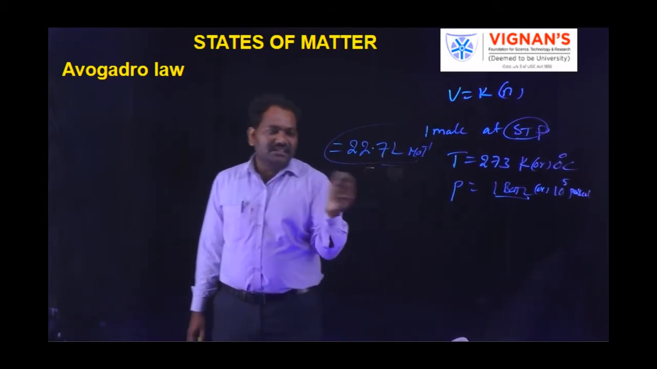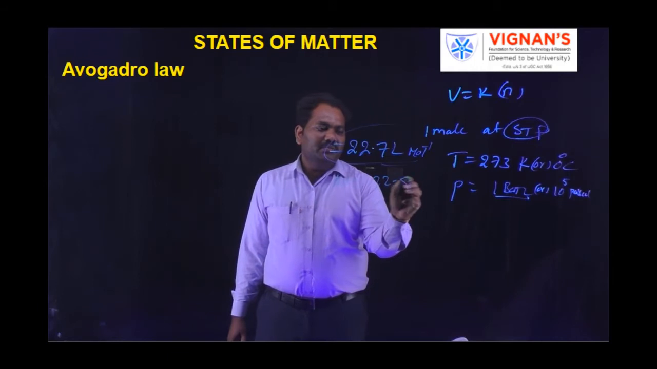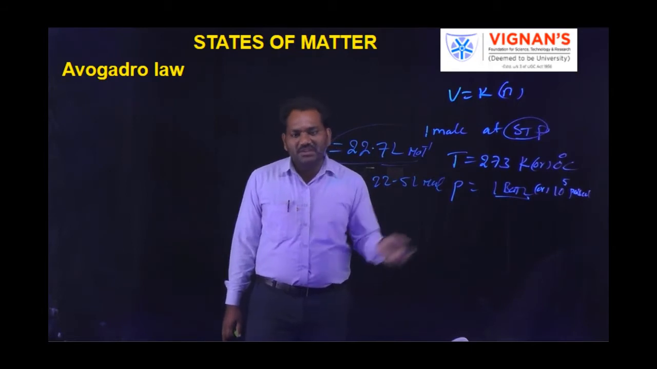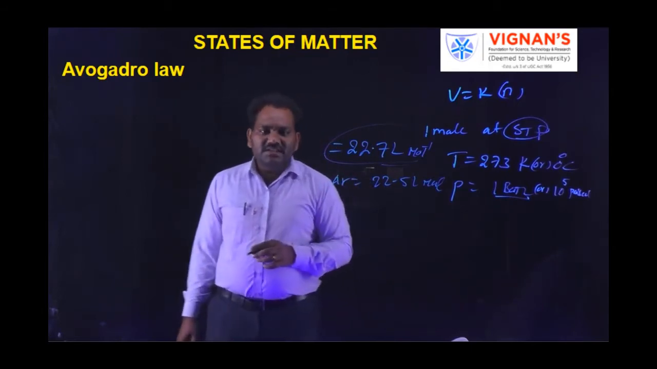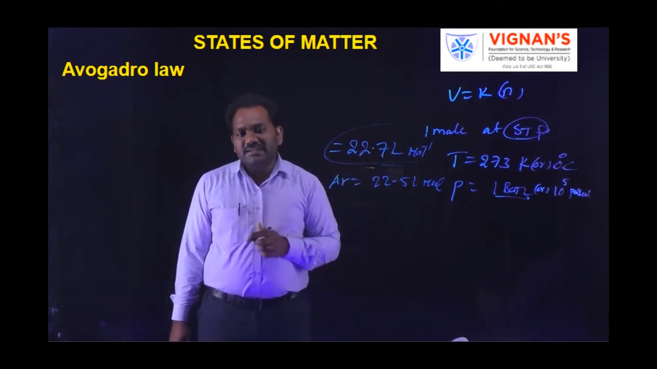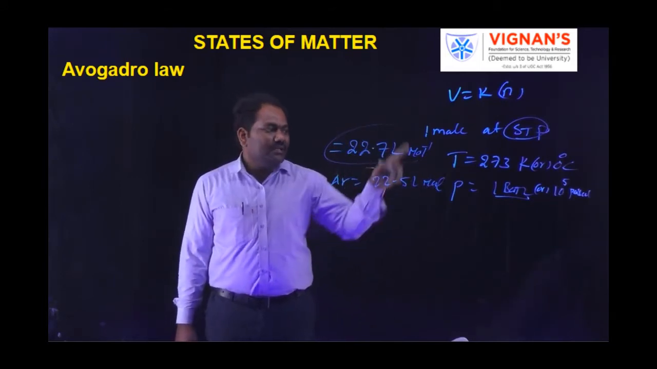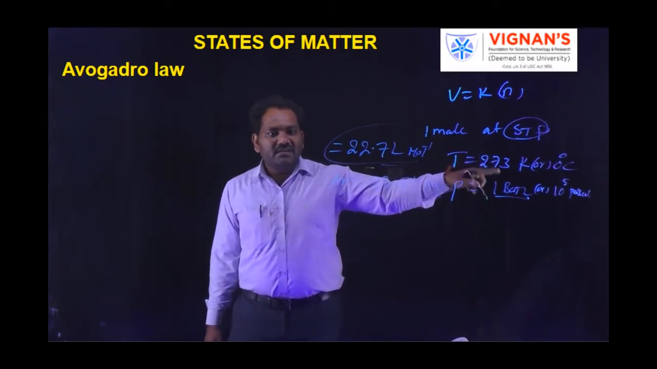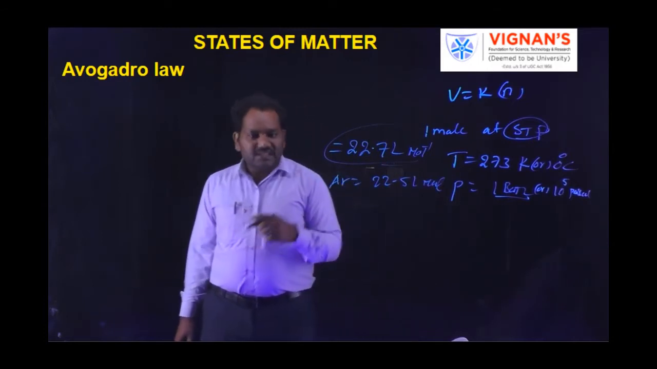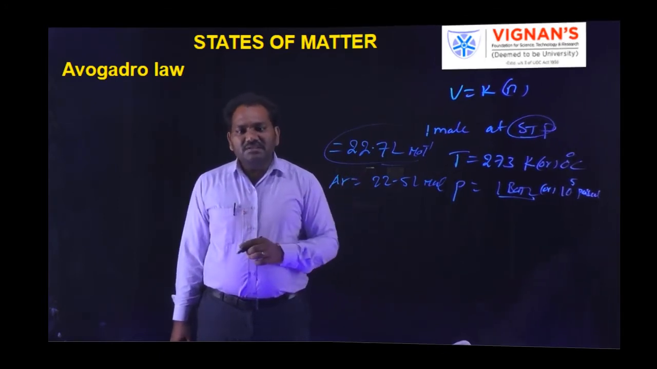There is a slight difference, like in the case of argon gas, it occupies around 22.5 liters per mole. Some other gases occupy 22.6 liters per mole. So it is nearly equal to this: any gas with 1 mole of substance occupies about 22.7 liters per mole at STP conditions. STP means standard temperature and pressure. The temperature value is equal to 273 kelvins or 0 degrees centigrade. The pressure is equal to 1 bar or 10 power 5 pascals. Okay, this is about Avogadro's law.